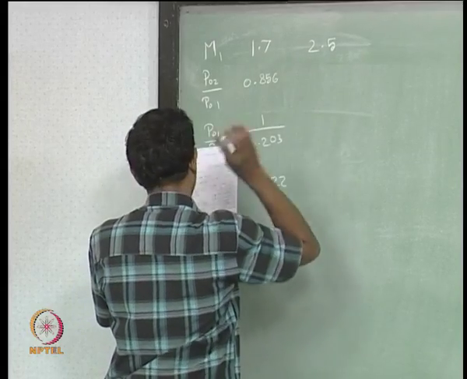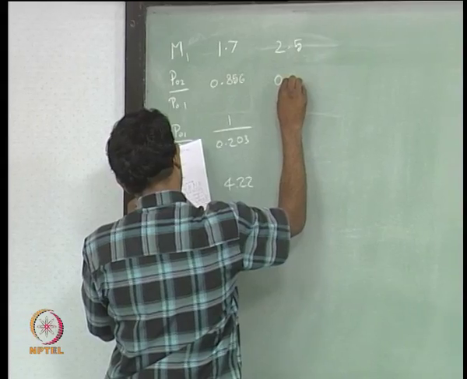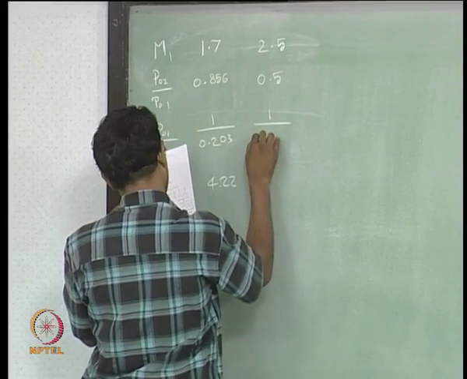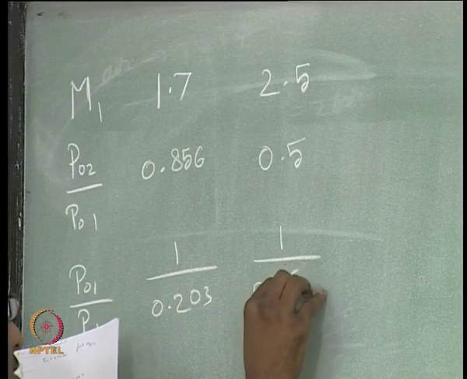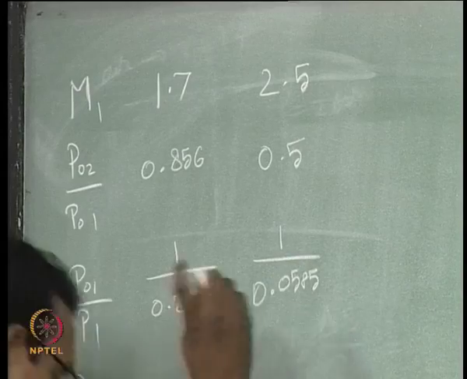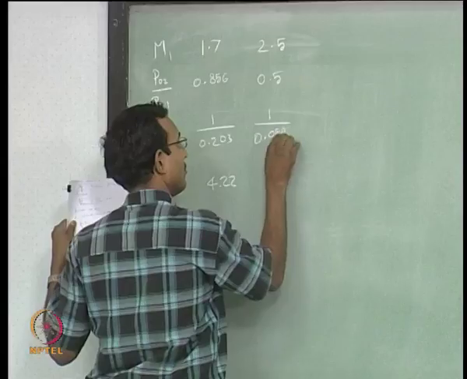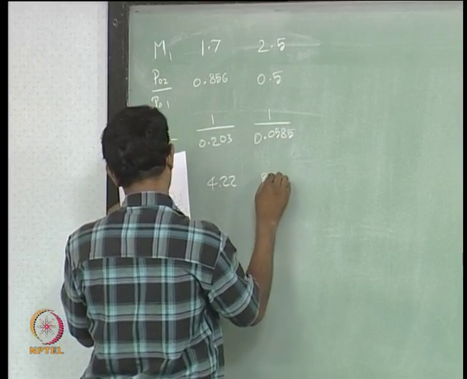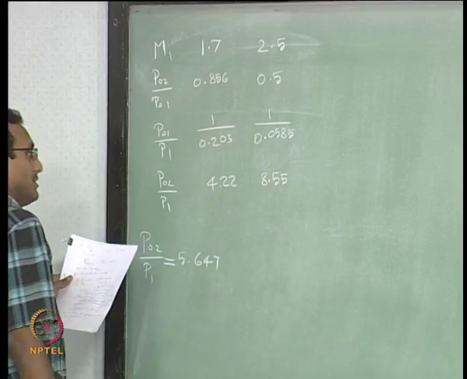I am guessing 2.5 right now, and this number is 0.5, this number is 1 by 0.0585, I will write it clear, 585, and so this total multiplication comes out to be 8.55, that is this.